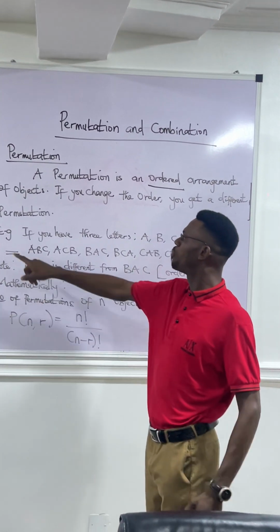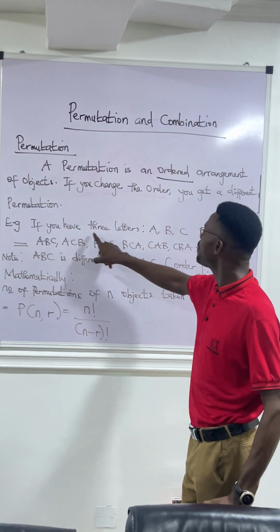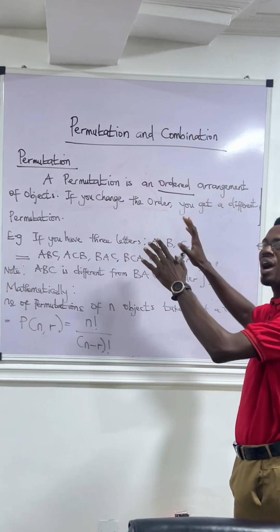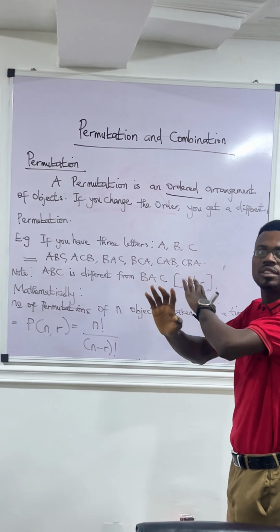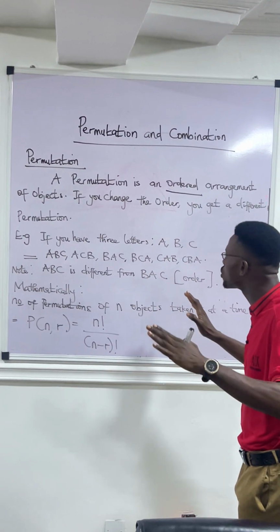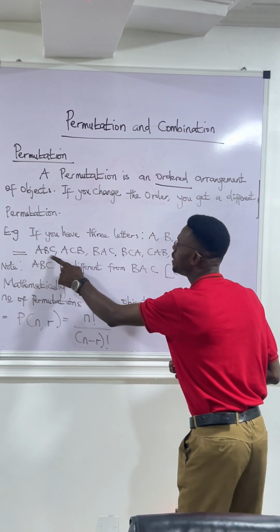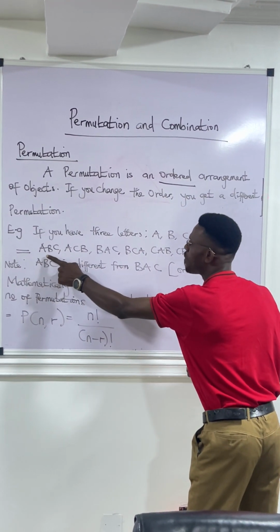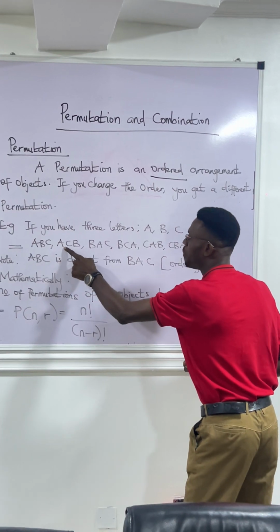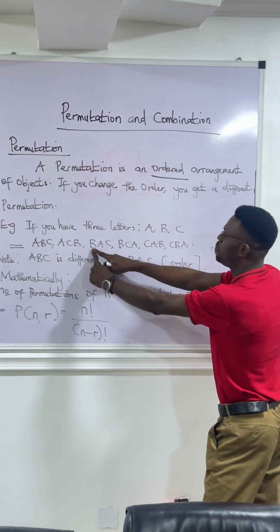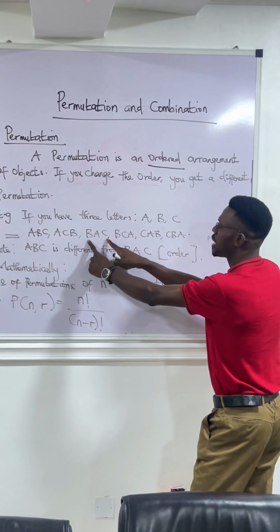Now to drive home the point, look at this example. If you have three letters, let's say A, B, and C, now we are going to arrange these letters, the number of orders or number of ways to arrange these letters. Now first thing first, we keep A constant, and then we interchange B and C. So we have ABC for the first, then we have ACB for the second, A constant. Now the next, I keep B constant. Now I interchange A and C.